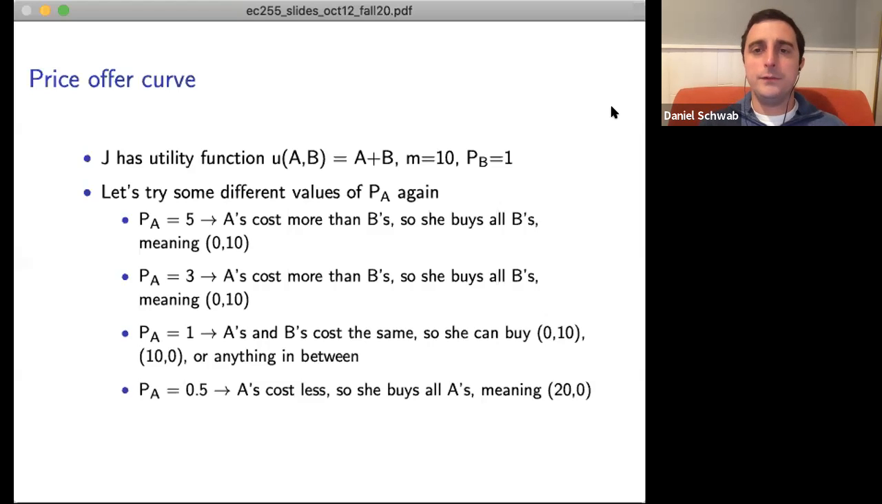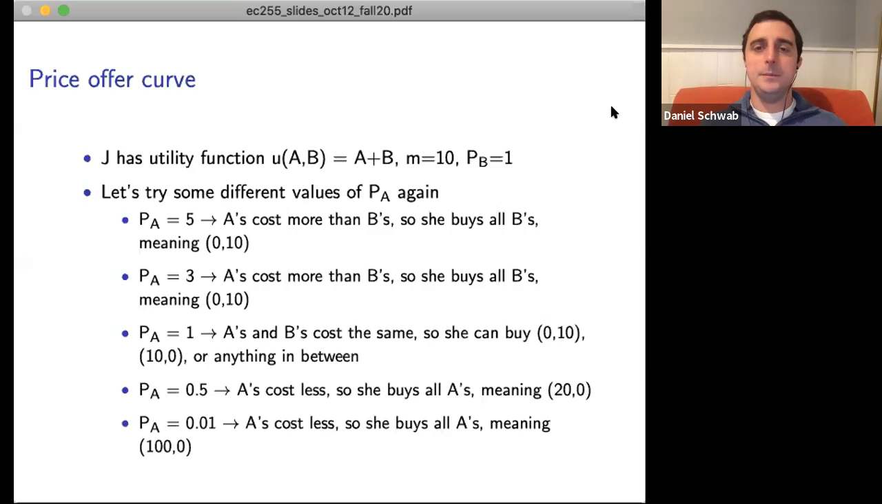Okay, and then the last chunk of the values for the prices of apples is anything where the apples cost less. So for example, if apples cost 50 cents, apples cost less than bananas now. And so she buys all apples. And so if she buys all apples, she can buy like 20, 0. She's not limited to just 10 items. If apples are cheap, then she can buy a lot. And in fact, if apples are really cheap, like if apples cost a penny, then she'll buy all apples, and she can get 100 apples and 0 bananas.